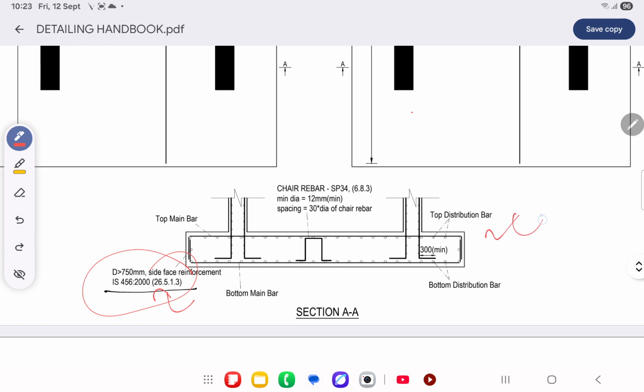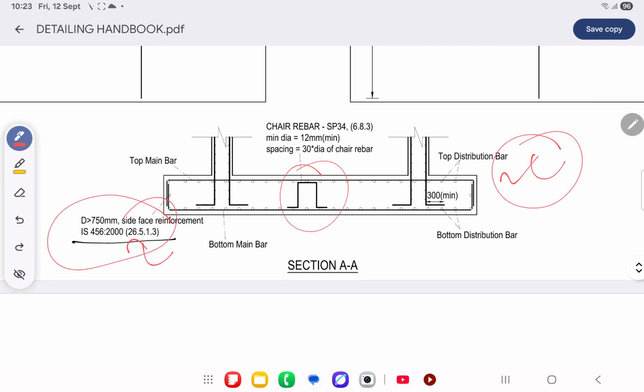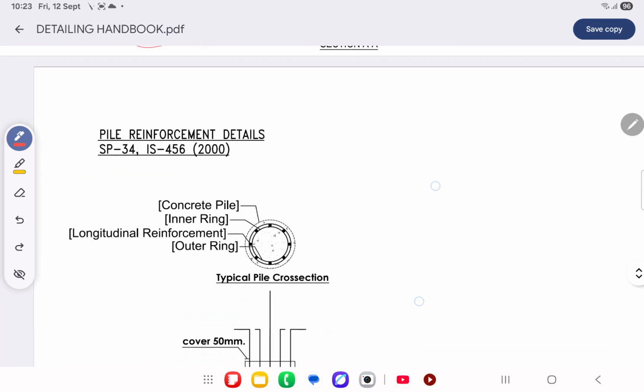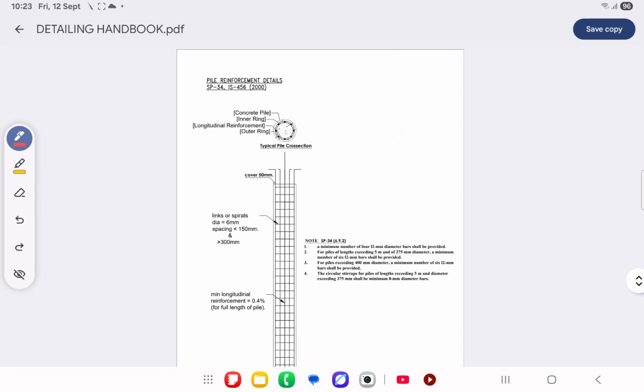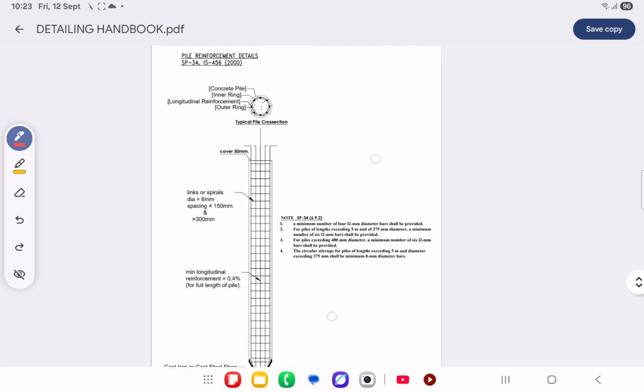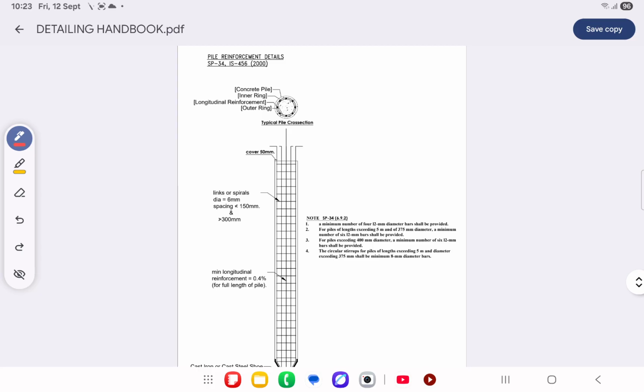I hope you got what the terms and conditions for raft foundations are, and what the shear concern is. Next we will go for the pile reinforcement detail. You already know what a pile is, because there are different types of foundations, like isolated footing, combined footing, raft and pile. Suppose the bearing capacity of the soil is very weak, say 50 kilonewton per meter square. I'm just giving one example from where I am working.